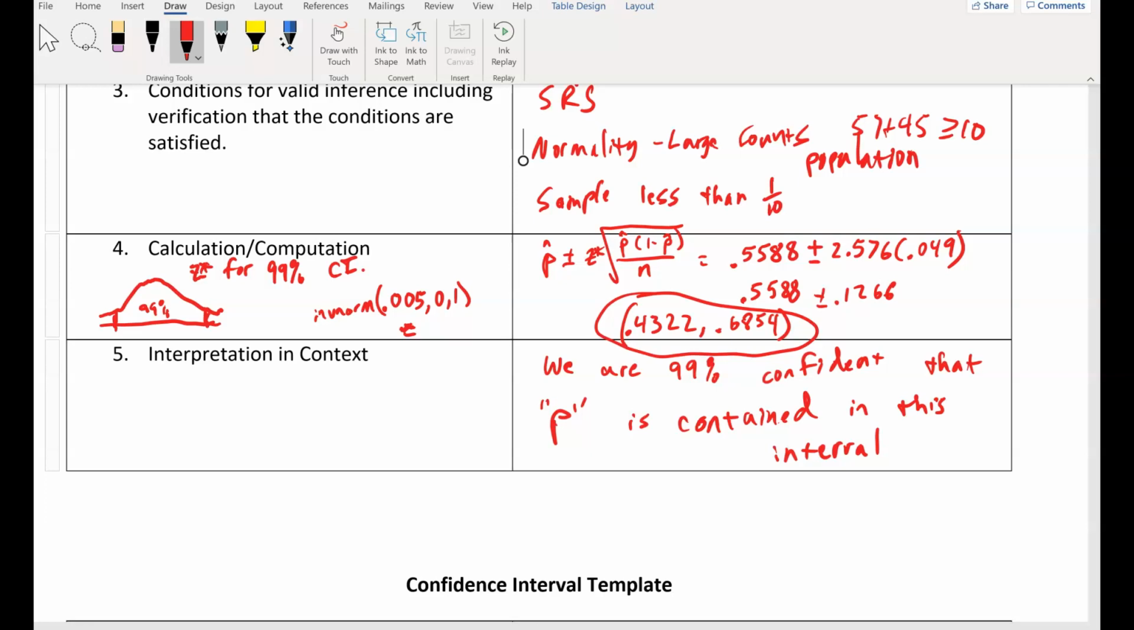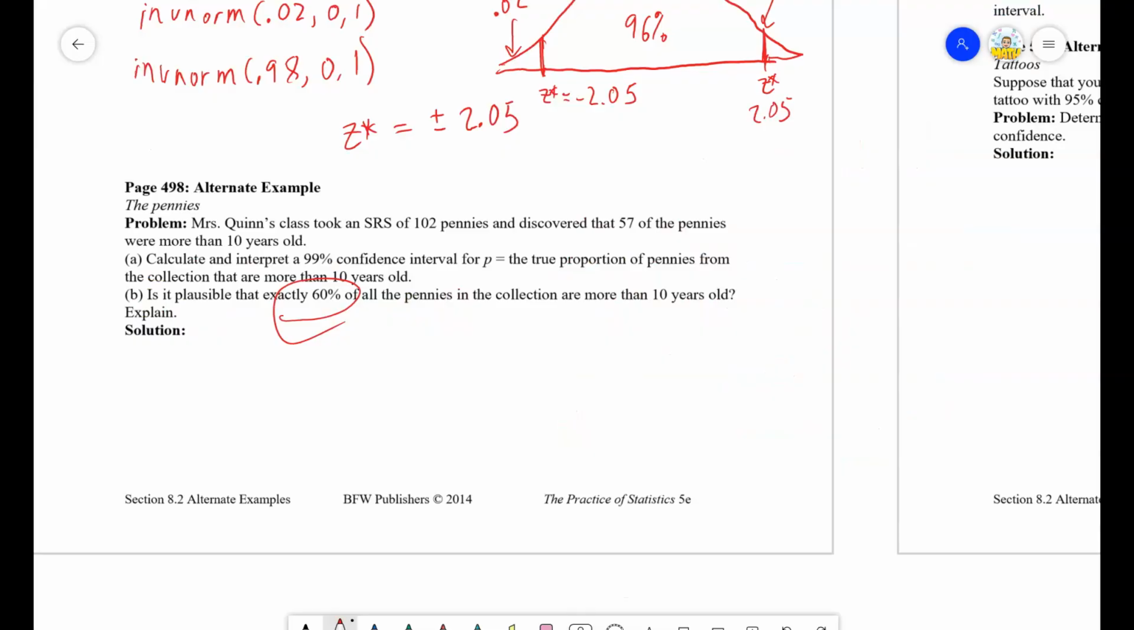This is where we can start to make these statistical inference answers to things. If somebody were to say they think 70% of the collection is more than 10 years old, I would say I'm 99% confident that's not true, right? Since 70% is not in this interval, I can be 99% confident that P is not 70, or that it's less than 70. But in this case, 60% lives in the interval, so it's a plausible value.